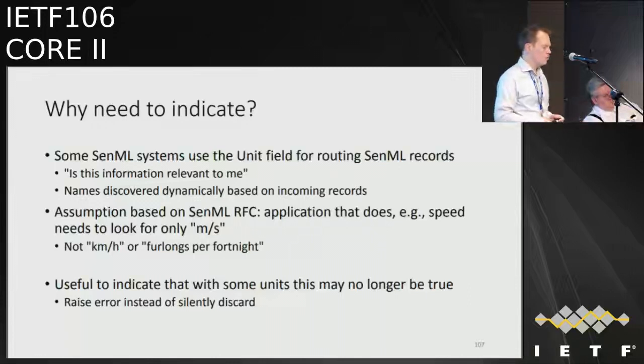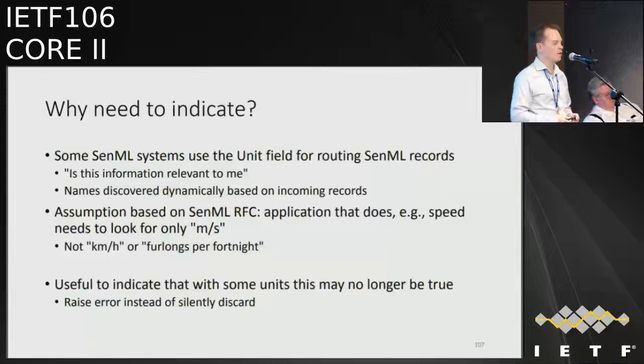So pretty much the use case here is that there are some CNML systems like they've been building in Cisco that use the CNML unit field for routing CNML records. So if your system is such that you have, say, millions of sensors, they're all sending out CNML, you're trying to push that all in your cloud system.